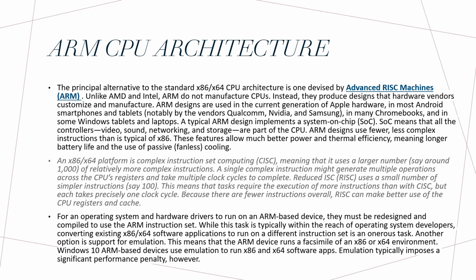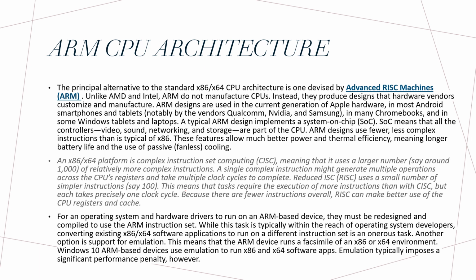An x86, x64 platform is complex instruction set computing, CISC, meaning that it uses a large number, say around 1,000, of relatively more complex instructions. A single complex instruction might generate multiple operations across the CPU's registers and take multiple clock cycles to complete. Reduced instruction set computing, RISC, uses a number of simpler instructions, say 100. This means that tasks require the execution of more instructions than CISC, but each takes approximately one clock cycle. There are fewer instructions overall. RISC can make better use of the CPU registers and cache.